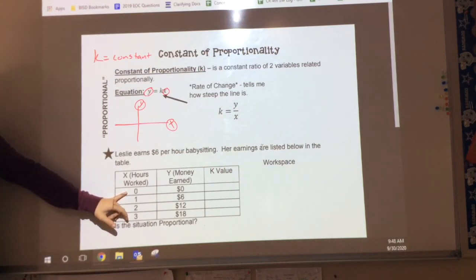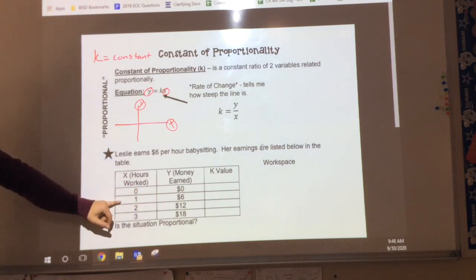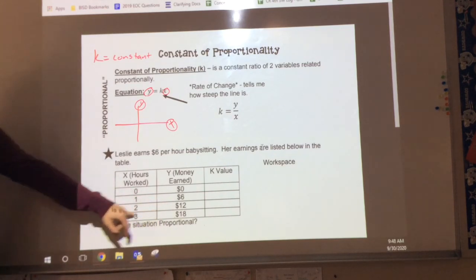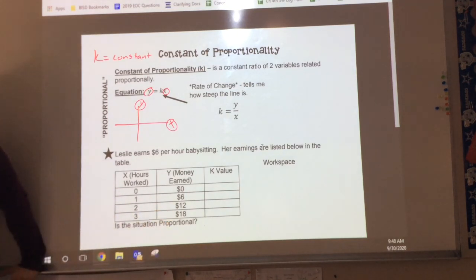She works 0 hours. She obviously gets $0. If you don't work, you don't get paid. She works 1 hour. She gets $6. She works 2 hours. She gets $12. She works 3 hours. She gets $18. Can anybody tell me what the constant is, what the unit rate is?